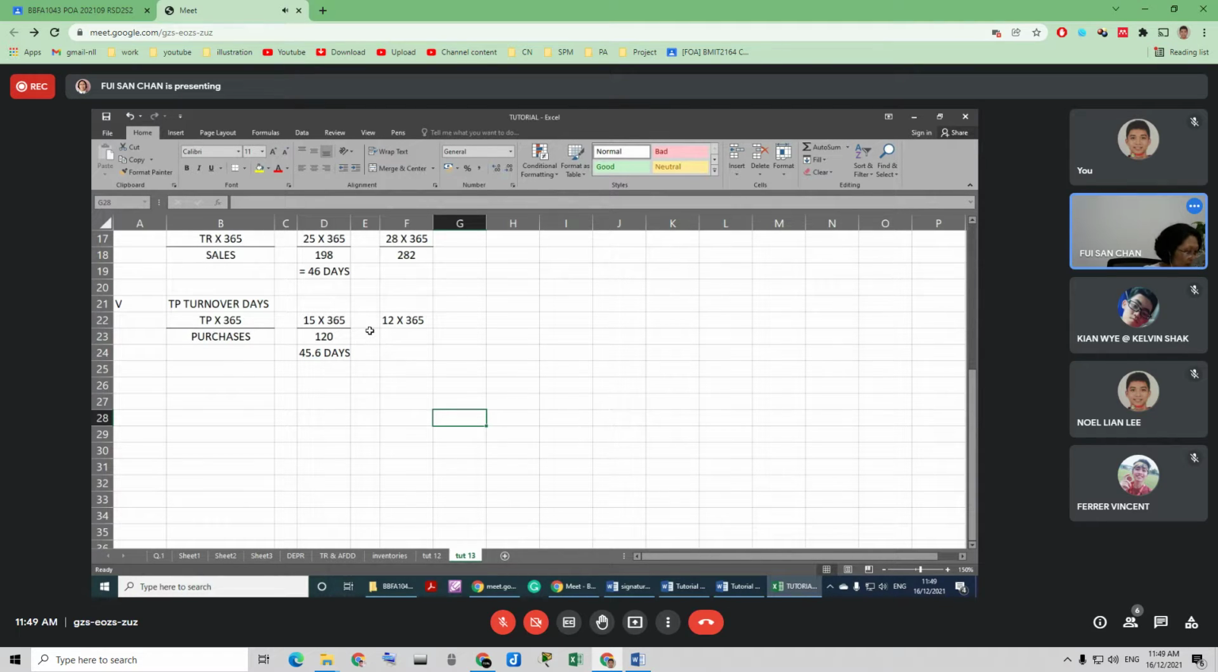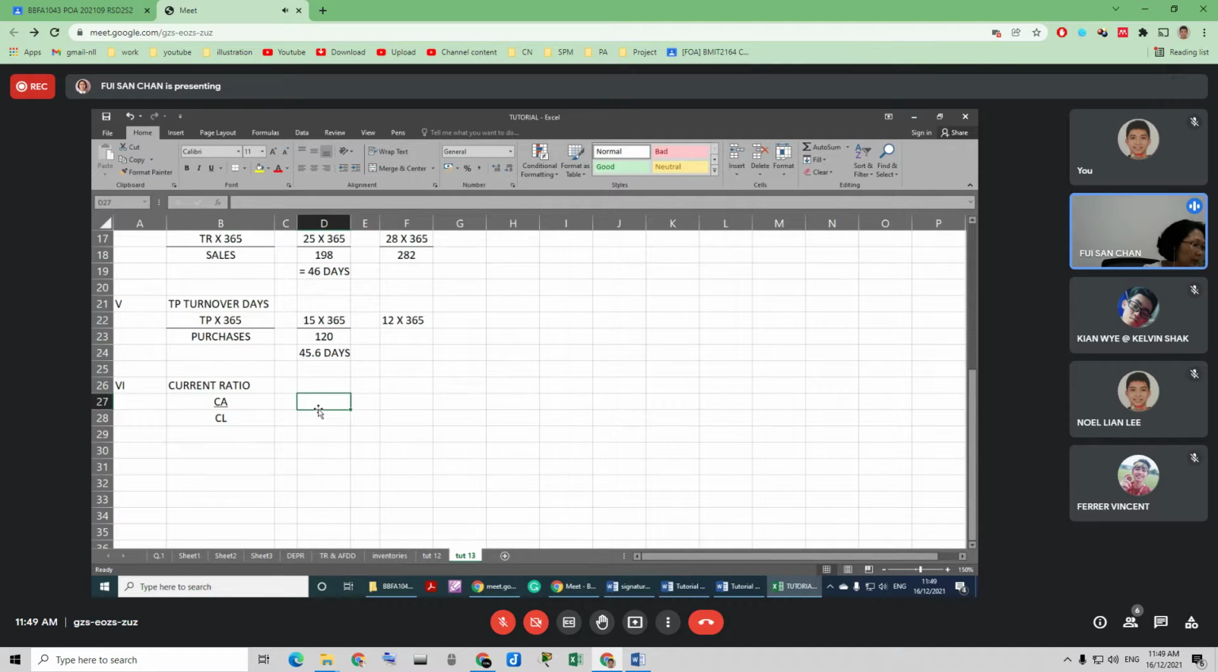All right, and next, for the purchases, you also need to show the working. Better show the working. Then the next one is current ratio. For current ratio, your formula is current asset over current liability. So this one is the ratio: current asset over current liability.